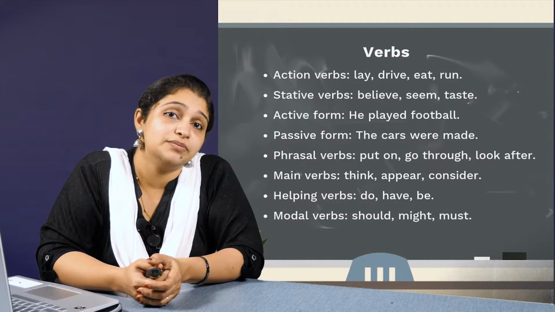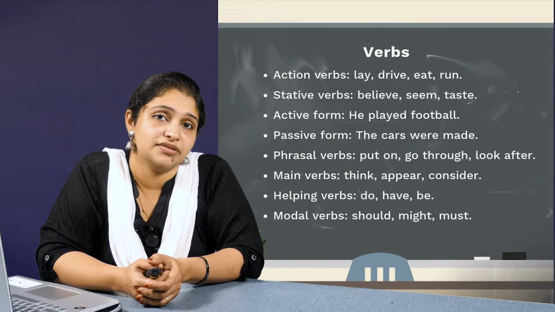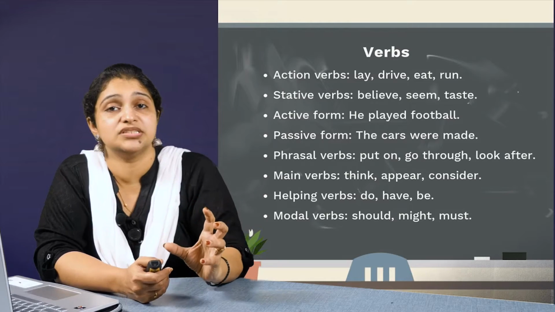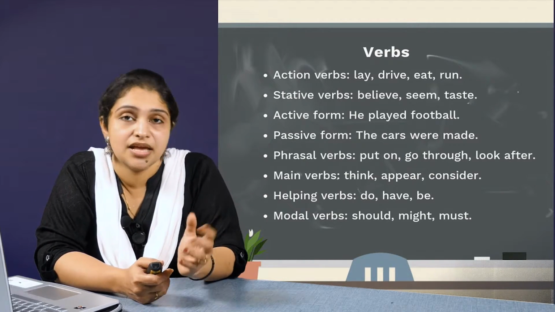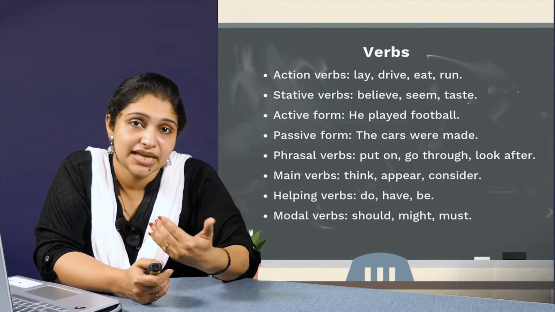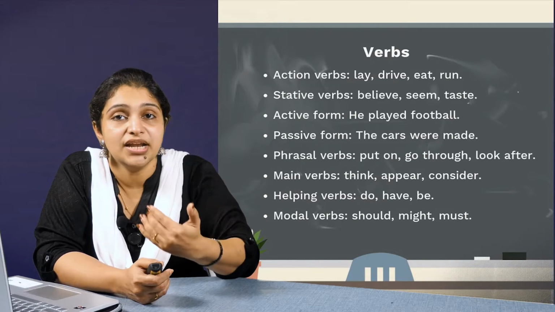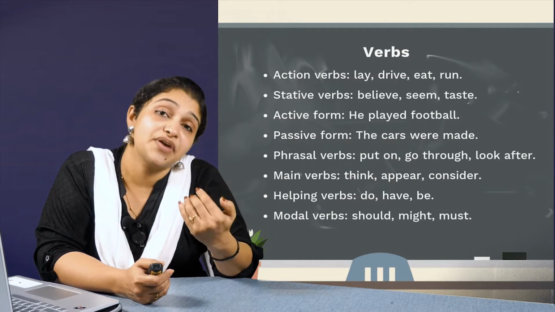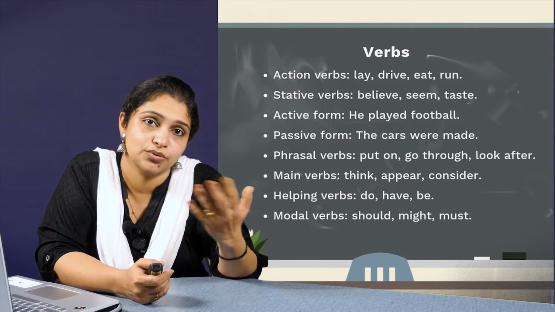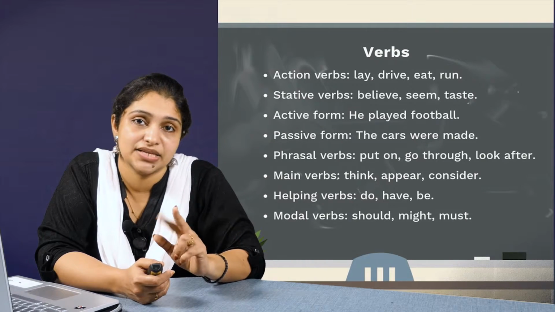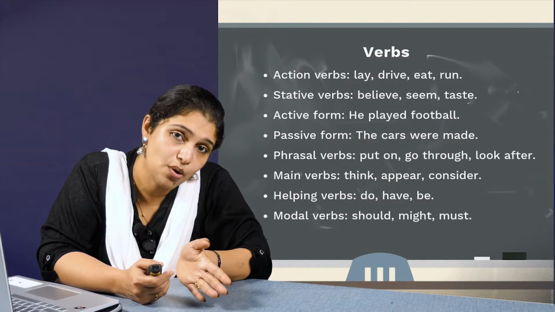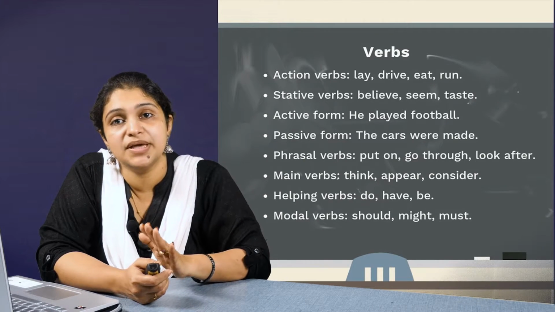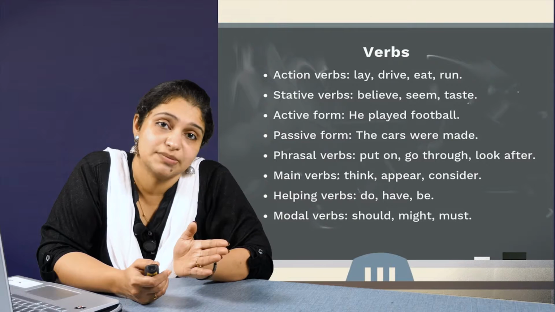Active forms of verbs are there, passive forms are there. He played football, it shows an action, it's active, the subject, the pronoun he, a boy of course, and he played football, it's an occurrence which is very active. And the cars were made, this is the passive form. So there's a difference between active and passive form. When the subject is acted upon, the cars were made. When the action of the verb is acted upon the subject, it is a passive form.